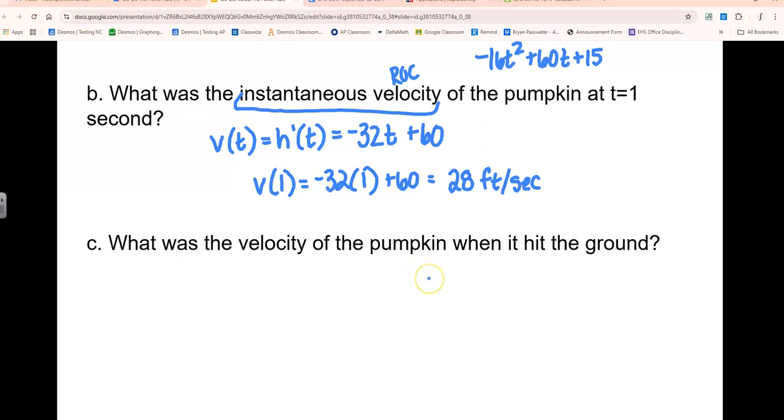For this, what would I have to find? I know I want velocity, so that's the derivative, right? But what do I need to know? I need to know how long it was before it hit the ground. So to know how long it was before it hit the ground, I need to think about that height function, right? What's the height of the pumpkin when it hits the ground? It's 0, right? So I'm going to just use Desmos on this.